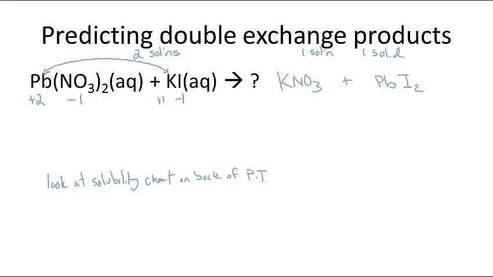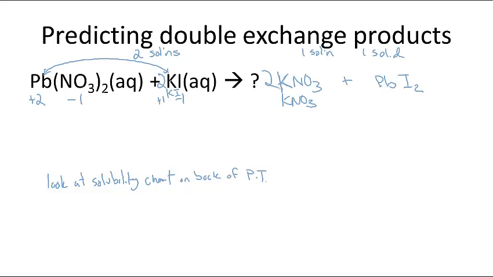So I have 1 Pb on this side, 1 Pb on this side. That's good. 2 NO3s here, only 1 here. So KNO3 gives me 2 NO3s. On this side, I have 2 Ks. This side I only have 1, so I need to add another K. So Ks are balanced, and now I's 2 here, 2 here. So we're good. So it's 1, 2, 2, 1.